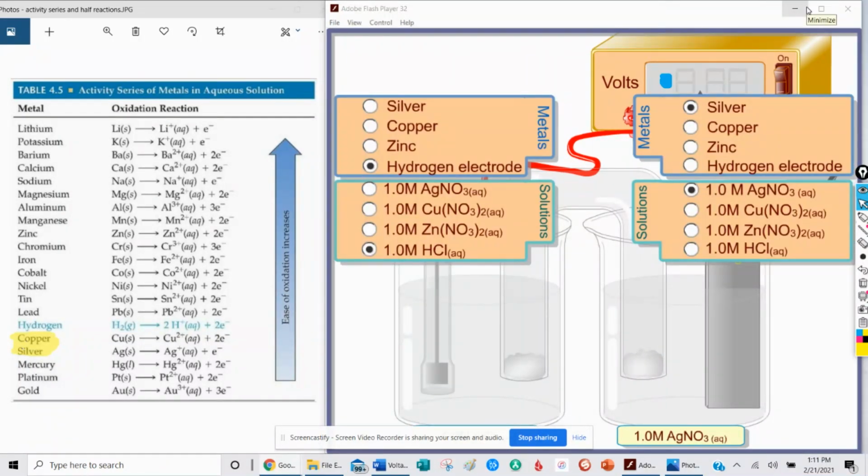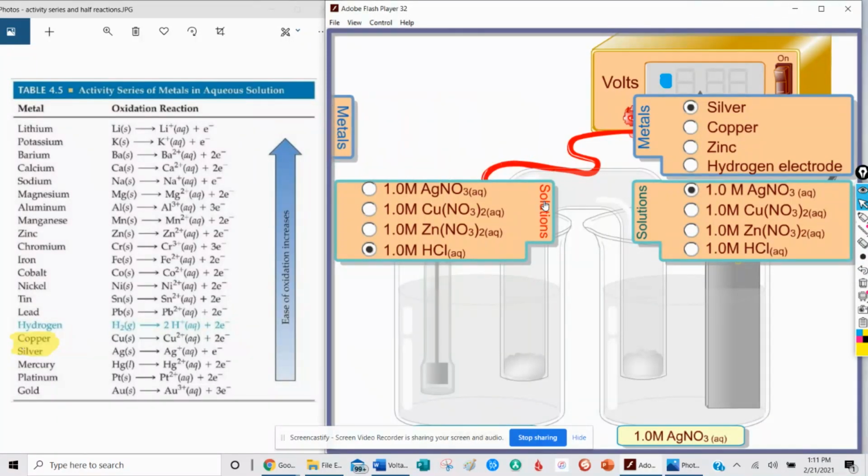So the last part of this lab, we are going to compare the cell's voltage for the different cells we make. So you've already done the first two. You're just going to transfer the voltage down. And the last one, the cell that you're going to make, the voltaic cell, is hydrogen and silver. So I have that set up here, and I will turn on our voltaic cell.